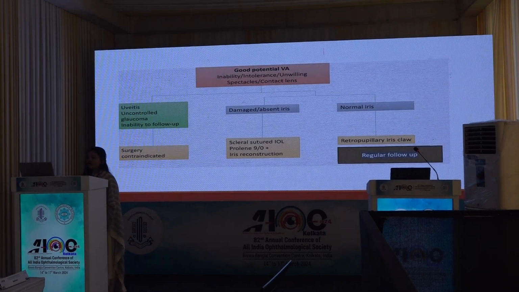Now, how to decide which lens to be implanted in cases of compromised sulcus? So we should see whether the patient has good visual outcome, with good potential of the visual acuity, and whether patient can tolerate spectacles and contact lens. If the patient has normal iris, then we can go ahead and implant retropupillary iris claw lens. In these patients, it is important to do regular follow-ups. Then if the iris is absent or it is damaged, then we can go ahead and implant scleral sutured IOLs with Prolene 9-0 suture, and iris reconstructions can be done. If patient has any uveitis, uncontrolled glaucoma, inability to follow up, then surgeries are contraindicated in these patients.